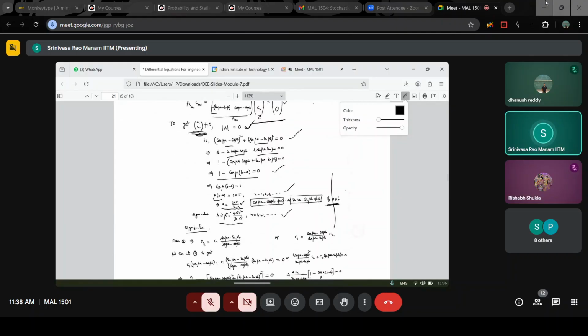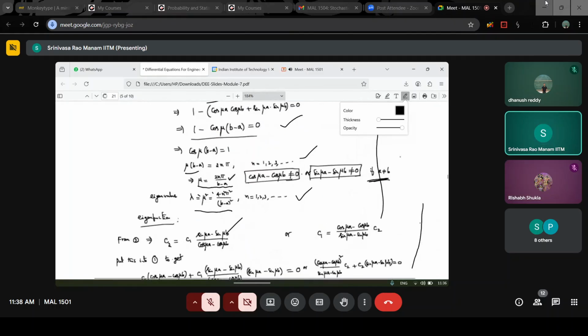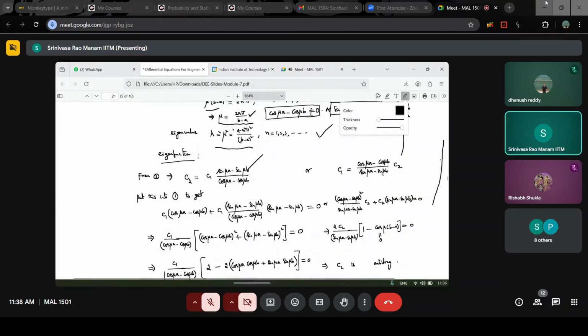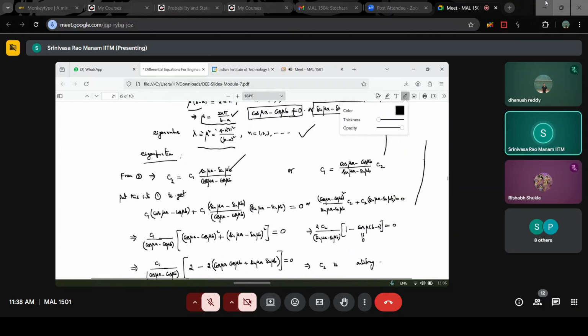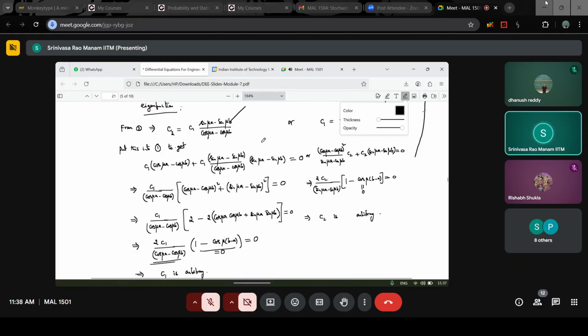So from equation 2, you have C2 given in terms of C1, or C1 given in terms of C2, whichever way you write. Put this into equation 1. Basically, you are solving both equation 1 and 2. From equation 2, you get C2 in terms of C1 or C1 in terms of C2, whichever calculation you do. From this, you put it into equation 1.